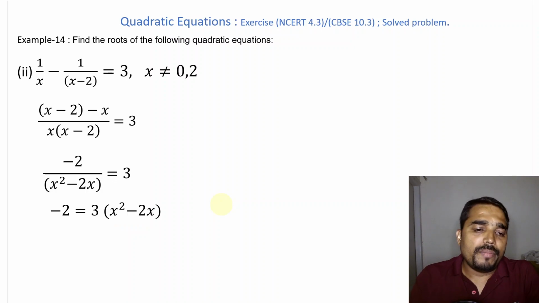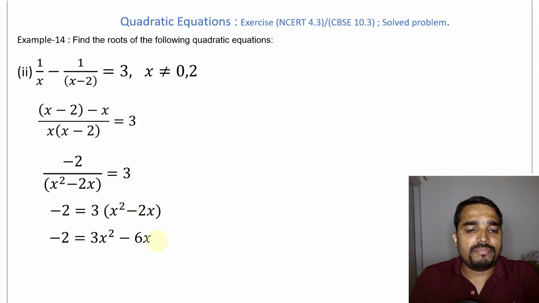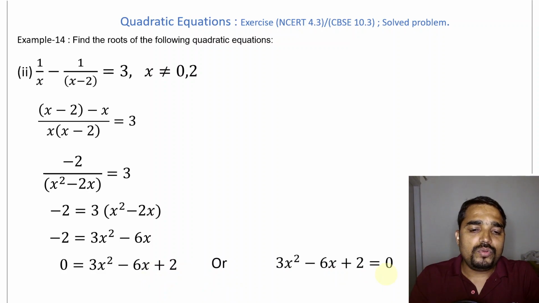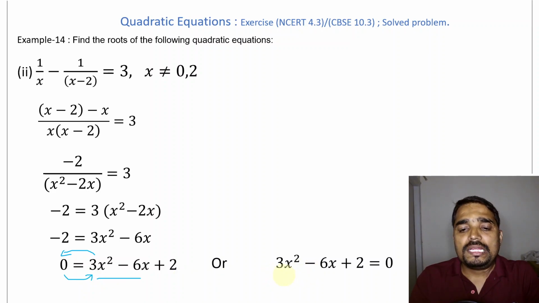On RHS, multiply 3 to both the terms. 3 into x square is 3x square plus 3 into minus 2x is minus 6x. Now, let us transpose minus 2 from LHS towards RHS. Upon transpose, minus 2 would become plus 2. We would be left with 0 on the LHS, or the same equation could be written as 3x square minus 6x plus 2 is equal to 0. Here what we have done, we have swapped the terms of RHS towards LHS and LHS term, that is 0, towards the RHS. Therefore, we have got 3x square minus 6x plus 2 equals 0.